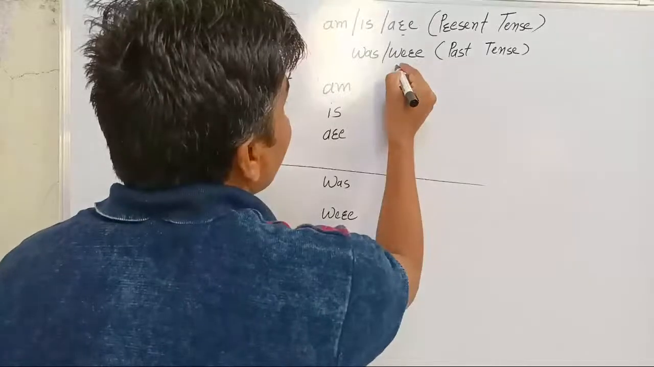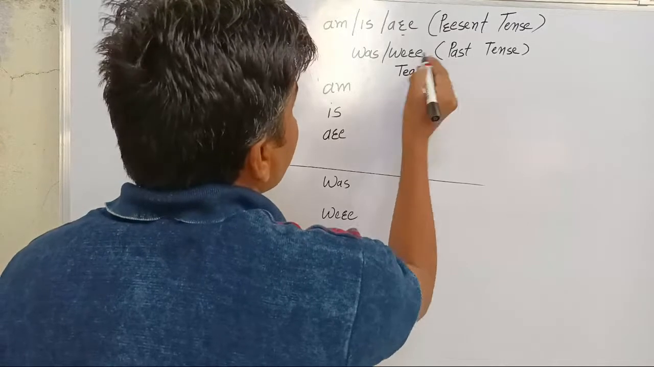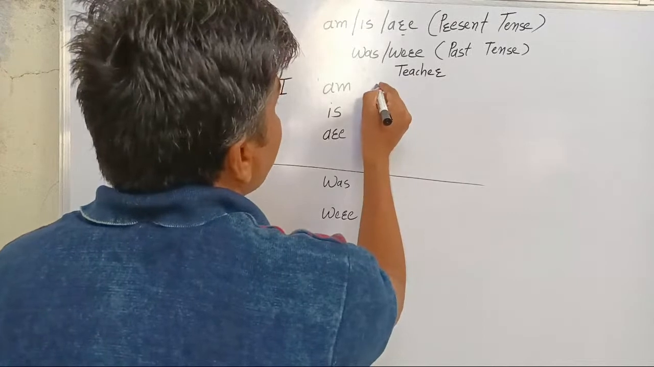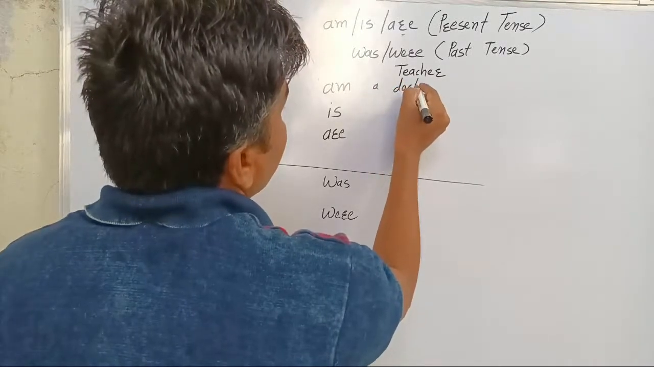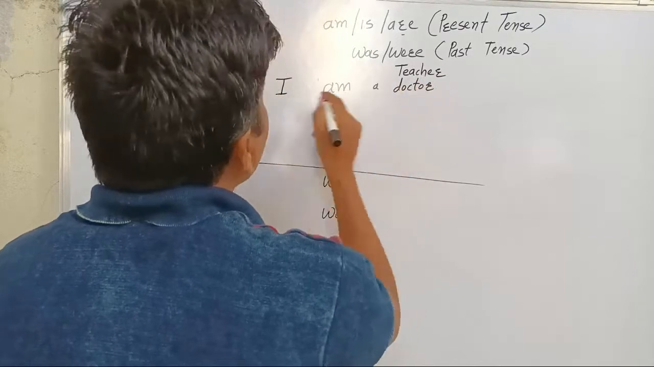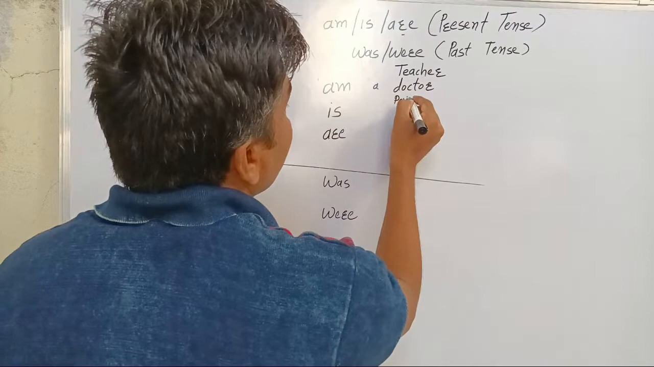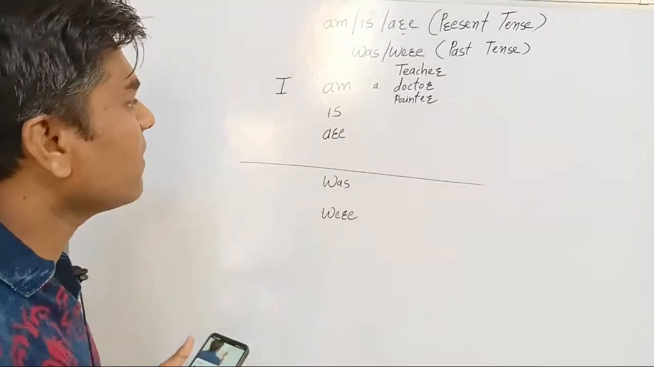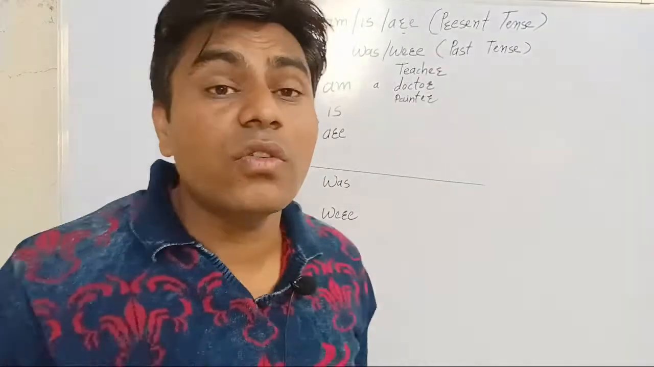So sentences: I'm a teacher. Then we have learned I'm a doctor. Then we have learned I'm a painter, and sentences like these.